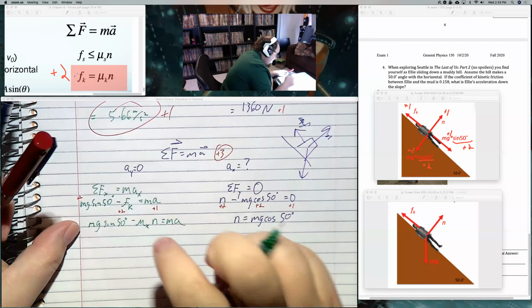I can divide both sides by m. If I divide both sides by m, they all cancel out. And I get that my acceleration is g sine of 50 minus mu_k times g cosine of 50.